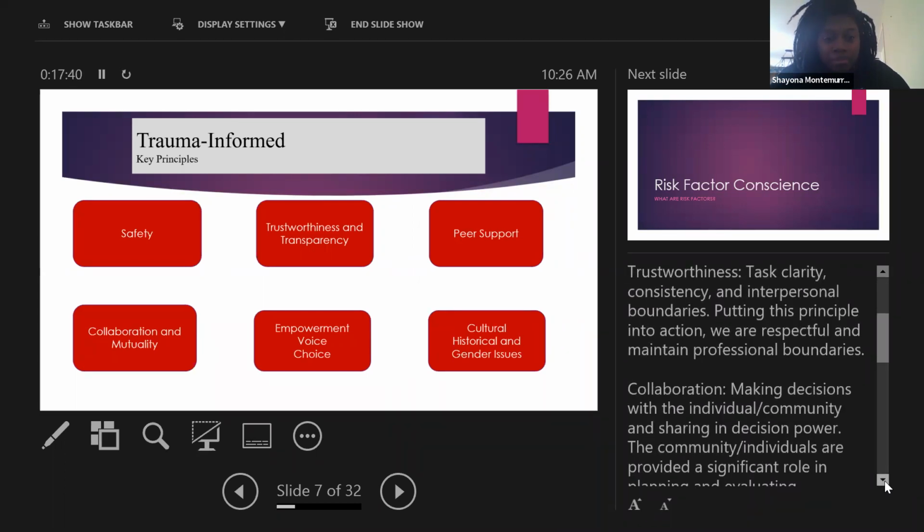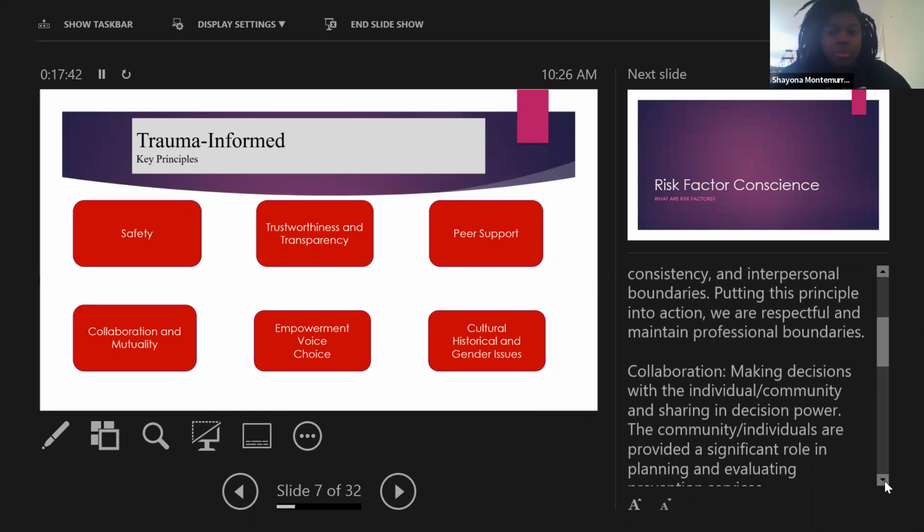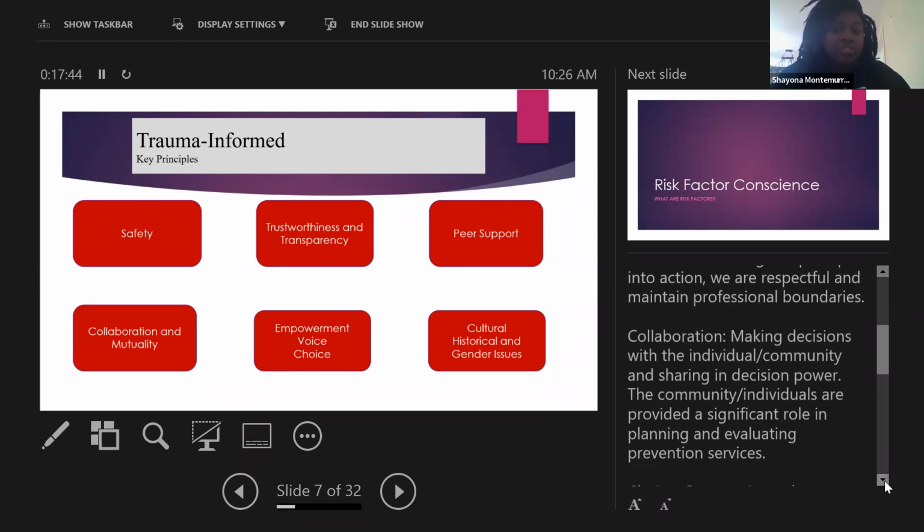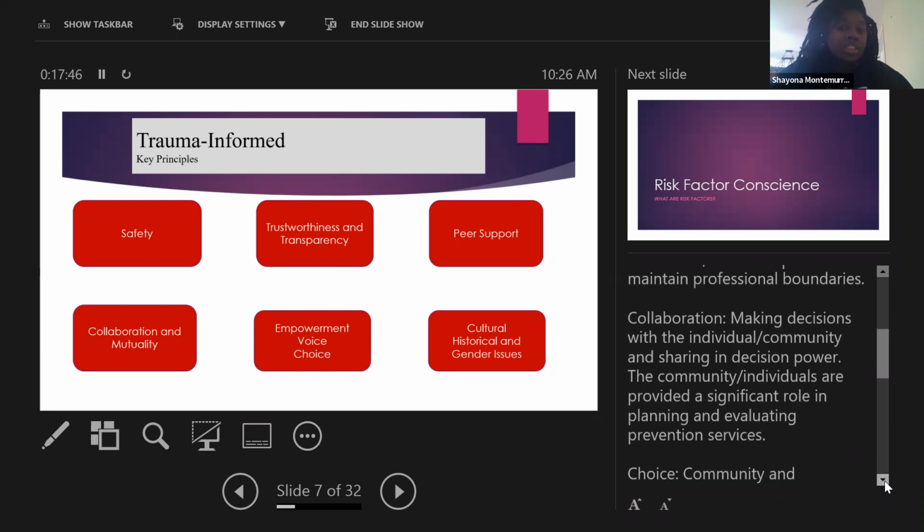Collaboration and mutuality. This is where we make the decisions with individuals and community and share in decision power. So we don't want to entirely take over and make different policies, changes, and decision power within the community without consulting the members of that community. So the community and individuals are provided a significant role in planning and evaluating prevention services, and they know what kind of services and resources are available to them.